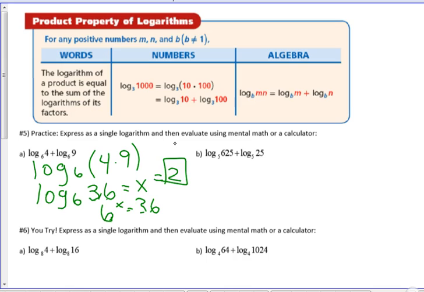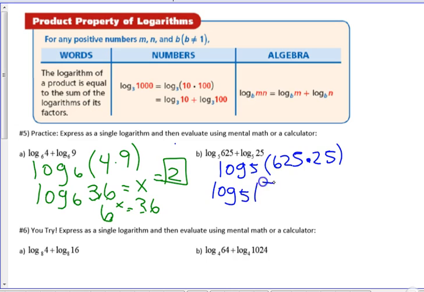All right, log base 5 of 625 plus log base 5 of 25. Since there's a plus sign in the middle, they have the same base, I'm going to multiply these two factors together. So I'm going to have log base 5 of 625 times 25. All right, what does that give me? It should give you 15,625. All right, so we've expressed it as a single log.